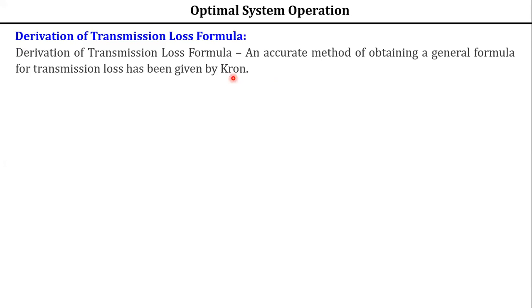So how to get this transmission loss formula? If I start now, it will become incomplete. So I am going to start with a fresh class, the derivation of transmission loss formula. I'll be continuing it in the next class. Any doubts, if you have them, put them in the chat box. Otherwise, we will end the class.